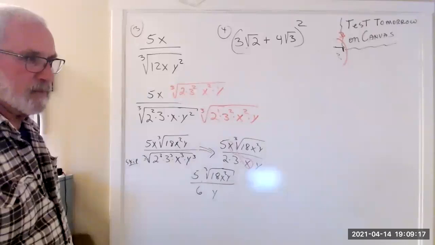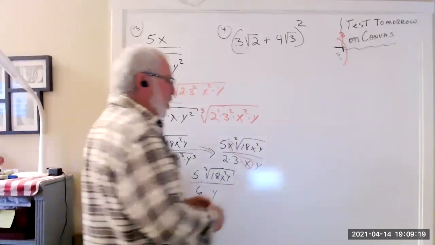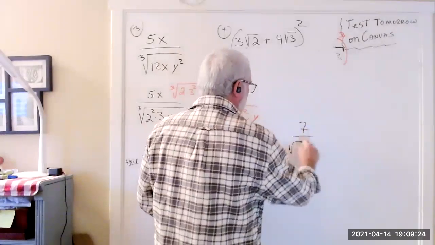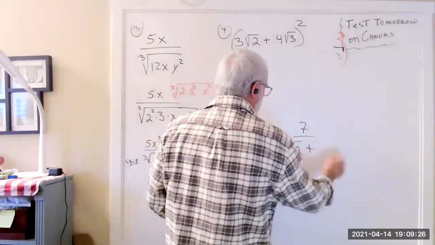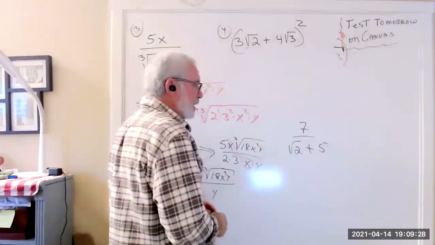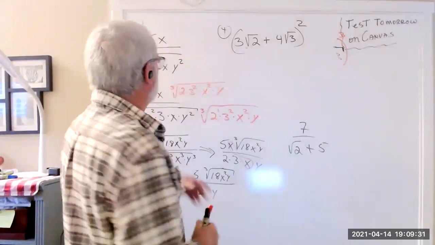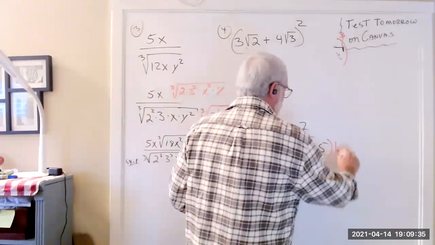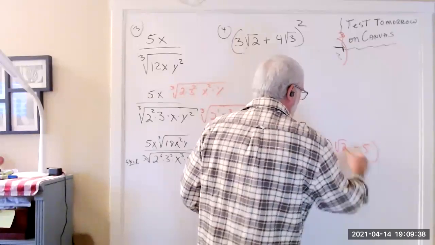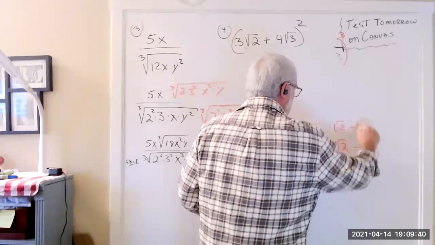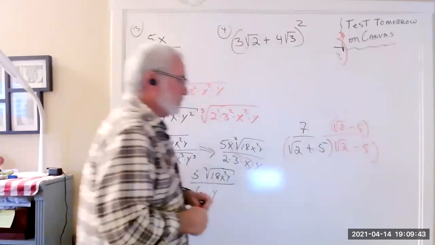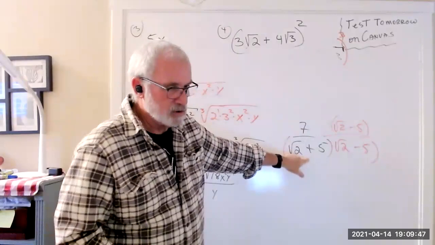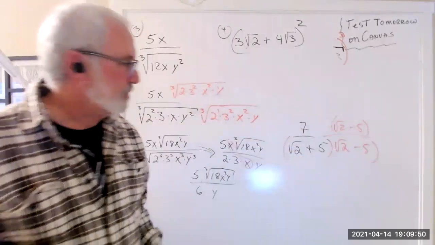Okay. And we've already done one. I'm not going to do another one. But like if we had 7 over the square root of 2 plus 5 or something like that, that's another kind of get rid of the radical. That's the kind where we had to multiply by the conjugate, square root of 2 minus 5, to top and bottom. So 1 or 2 of these on tomorrow night's quiz, or test rather.